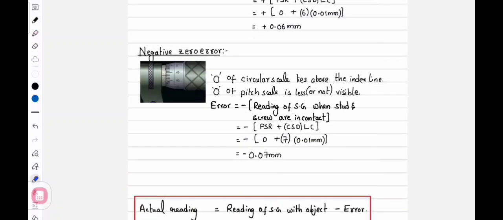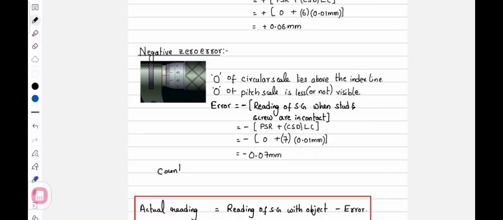Coming to negative zero error, same thing. Put minus in front of the error, or in front of the reading. PSR, you cannot see any 0 once again, so pitch scale reading is equal to 0. CSD, which line is coinciding? Don't count like 40, 42, 43, 44. You have to count all the time from 0: 0, 1, 2, 3, 4, 5, 6, 7th line is coinciding. So 7th.